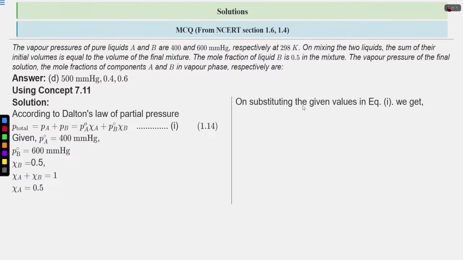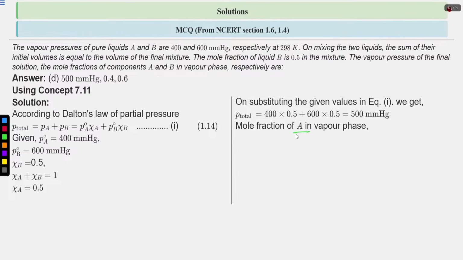Now, when you substitute the given values in the first equation for chi A and chi B, what we get is that P total equals 400, which is P naught A, times 0.5, which is chi A, plus P naught B, 600, times 0.5, which is chi B. And when you solve it, the P total will be 500 mm of Hg.